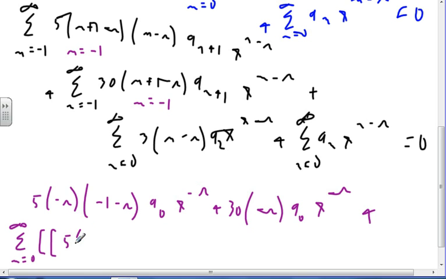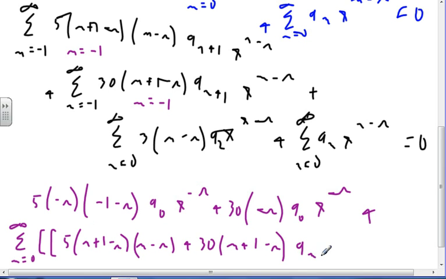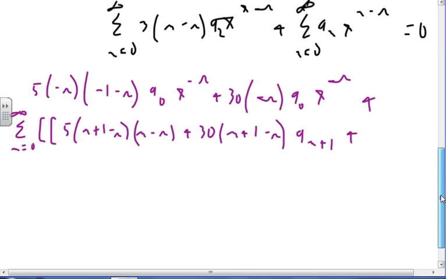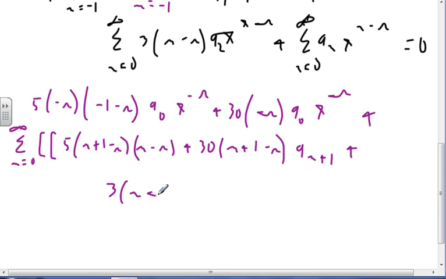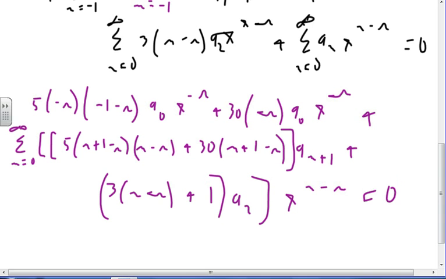5 n plus 1 minus r, n minus r, plus 30 n plus 1 minus r, a n plus 1, plus 3 n minus r plus 1, a n x to the n minus r is equal to 0.